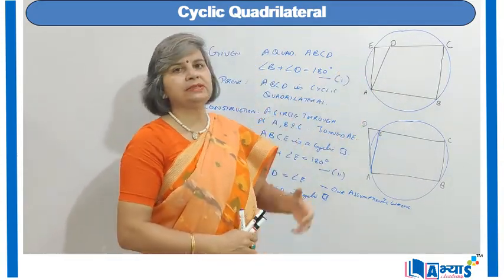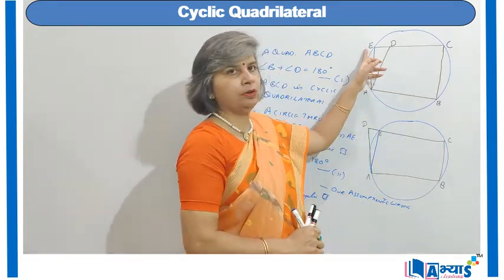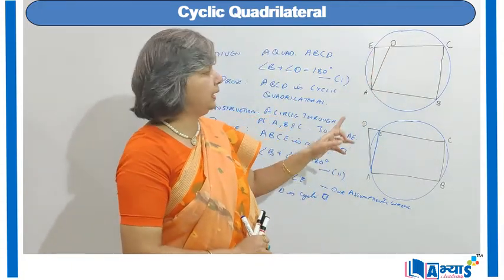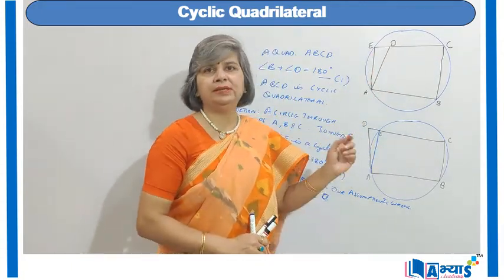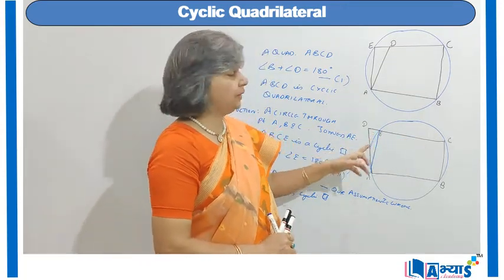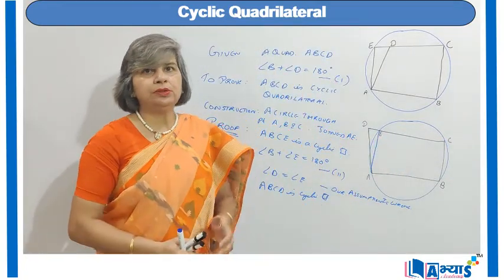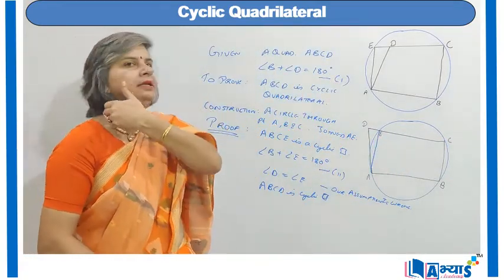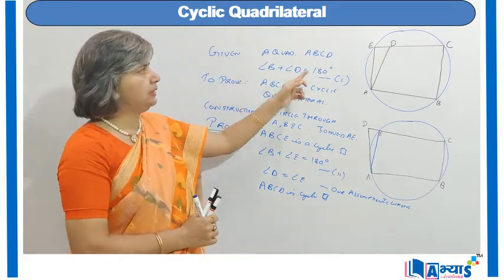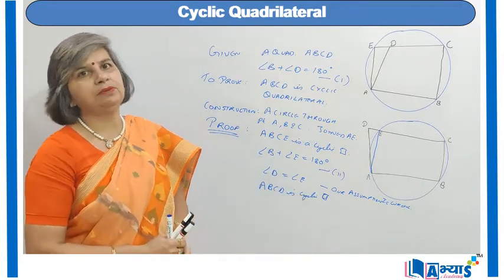And in both the cases, when the point D is inside the circle, point E will be on the circle, and then ABCE will be a cyclic quadrilateral. And in the second case, if the point D is outside the circle, that means the circle is cutting CD at E, then again ABCE is a cyclic quadrilateral. So in both the cases, angle B plus angle E was equal to 180 degrees. From the two equations, B plus D is 180 degrees, B plus E is 180 degrees, we have found that angle D is equal to angle E.